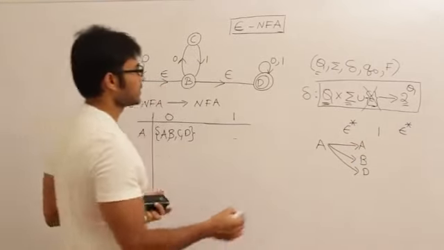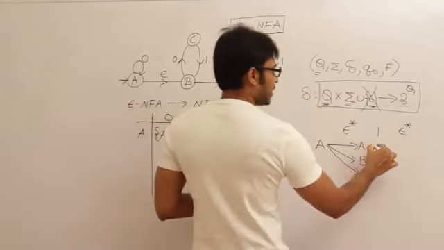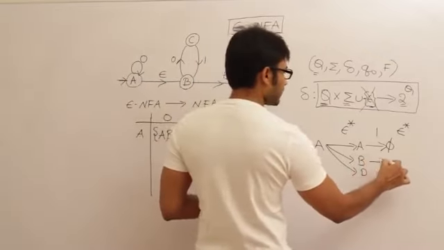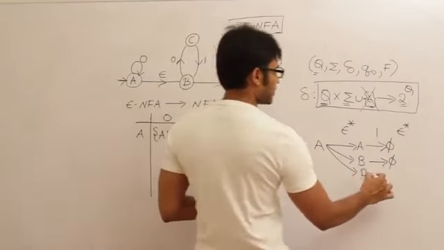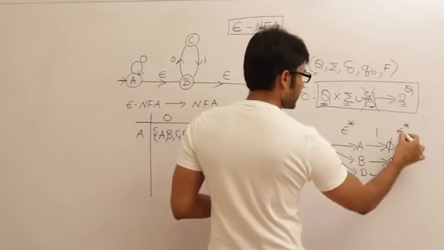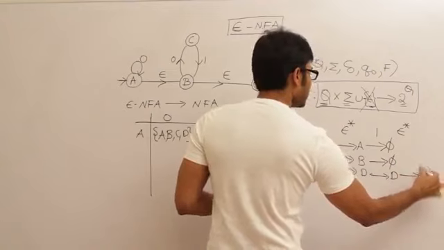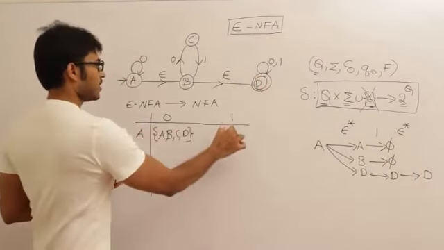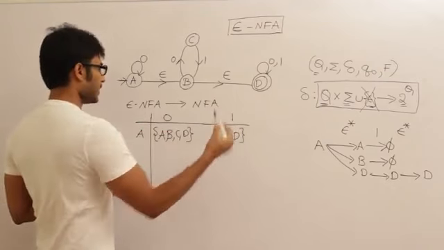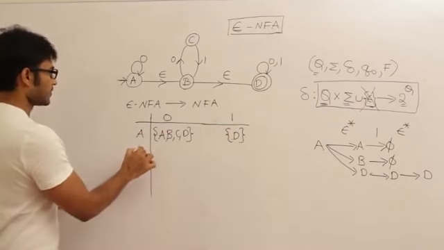What is capital A on 1? Capital A on 1 doesn't have any move, therefore it is phi. What is capital B on 1? Capital B on 1, it doesn't have any move, therefore it is phi. What is capital D on 1? Capital D on 1 is capital D itself. And what is epsilon star of D? D. So D is not going anywhere on epsilon except D. Therefore here I have to write D. Singleton set. Now what about B?